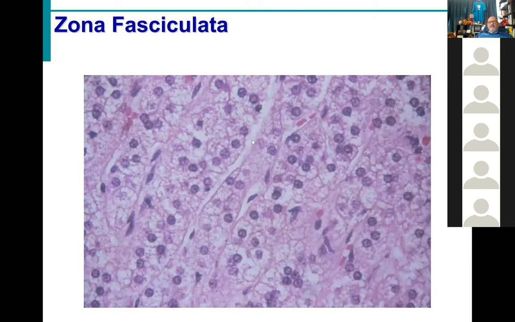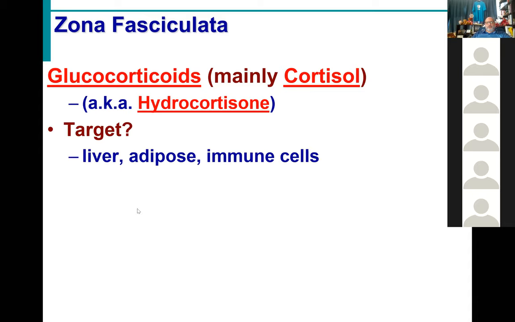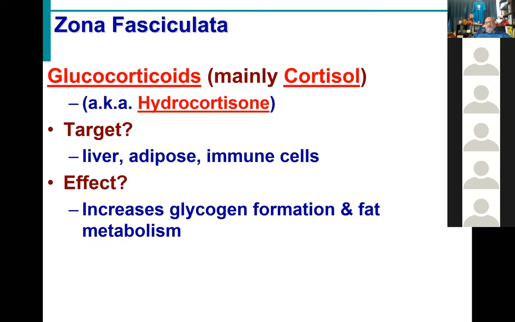Here we have our zona fasciculata, more linear glandular structures. And again, not going to hold you responsible for an up-close view of this, but since we are in context knowing what we talk about, we can see that linear orientation to the glandular cells. They produce our glucocorticoids, primarily cortisol, but cortisol, as we also mentioned, is also known as hydrocortisone, which targets our liver, targets our adipose, targets our immune cells.